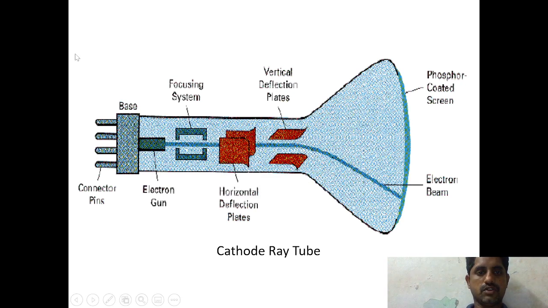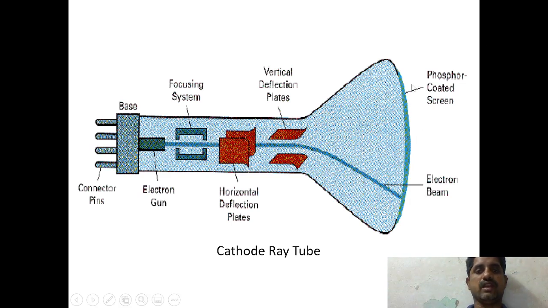See, this is the cathode ray tube. Here are the connector pins. This is the base, focusing system, vertical deflection plates, horizontal deflection plates, electron gun, electron beam, and phosphor-coated screen. Here the electron gun produces all the electrons, which go through the focusing system. The focusing system handles the electrons one by one, and they pass through the vertical and horizontal plates and then hit the phosphor-coated screen, the inside of the screen, which displays the image.